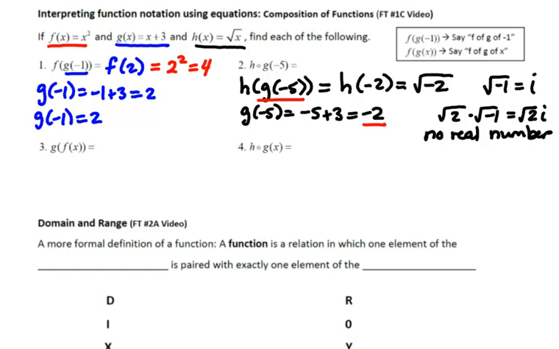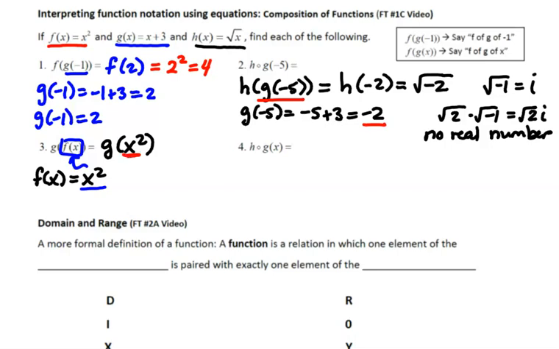Now the next two are very similar, except there's not a specific number in them. Something like this, we would read as g of f of x. So f of x is the input into the g function. We're going to insert the entire function. We see up here that f of x equals x squared. So we're going to take x squared and substitute it for f of x. So we're going to say g of x squared.